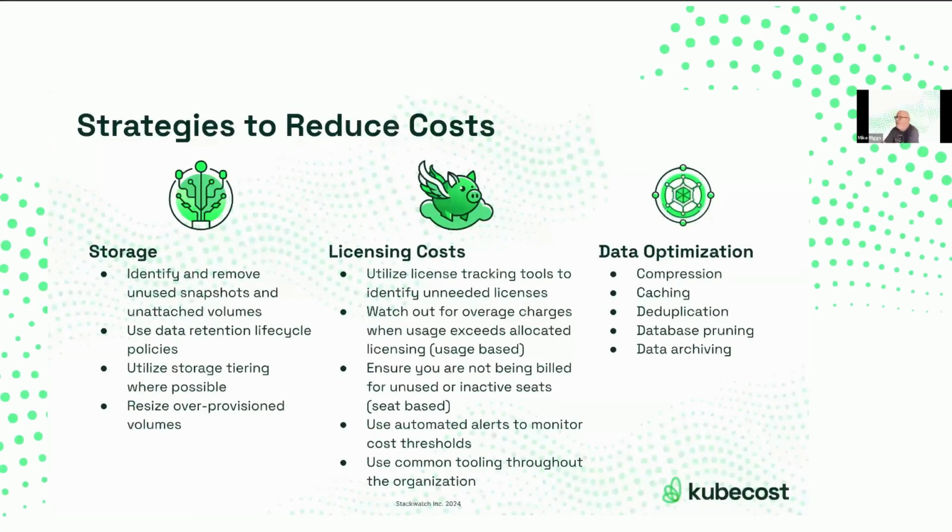But then beyond that, we can look at things like tracking our licenses. There are two ways typically that licenses are allocated. There's a usage-based and a seat-based.